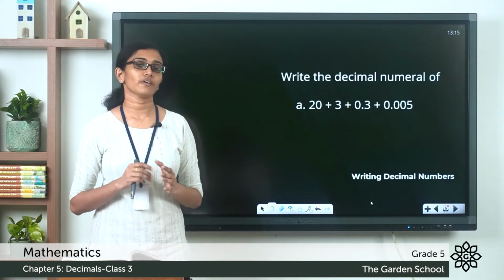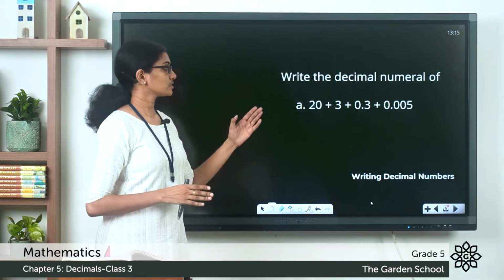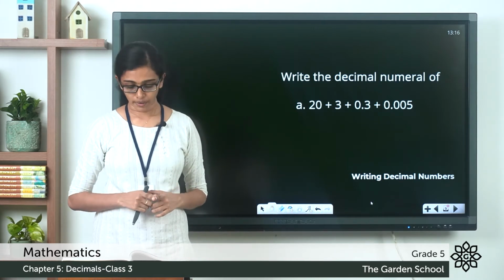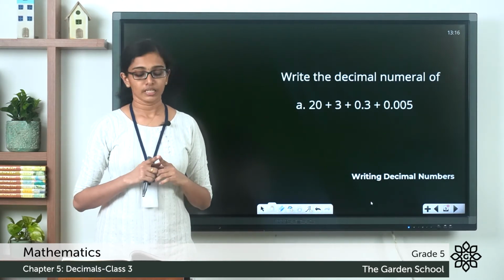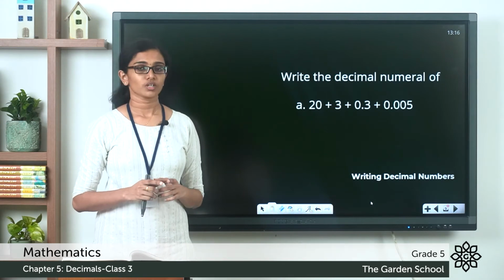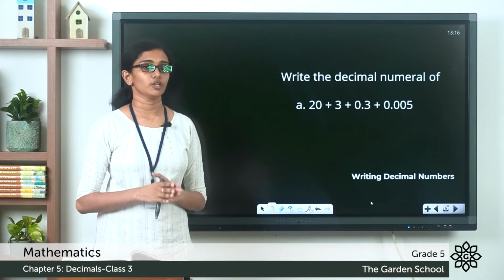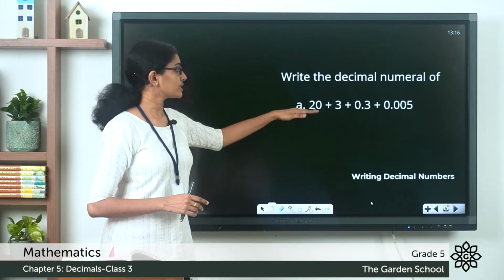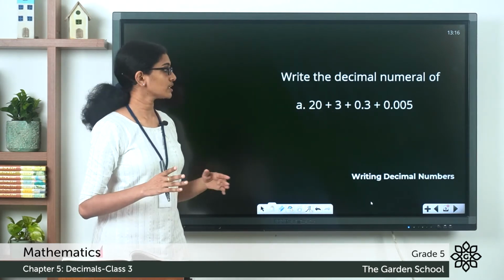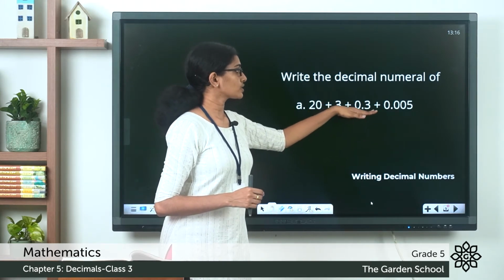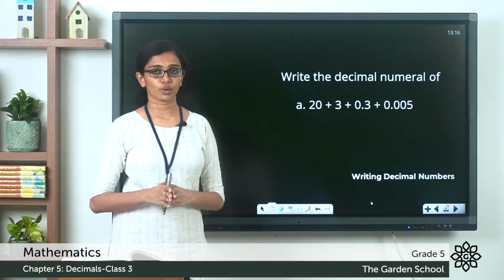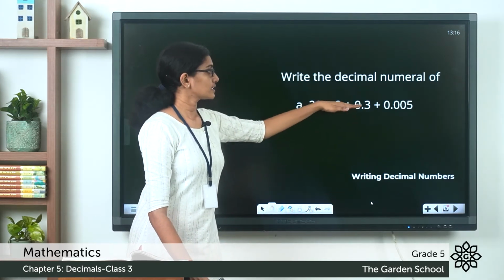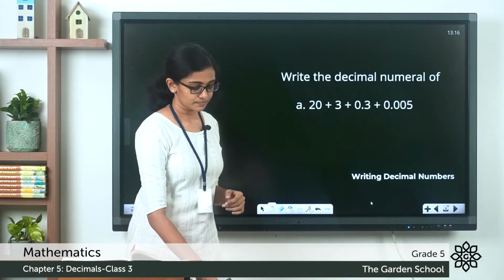Let's see an example of how to write decimal numbers. See the question given here. 20 plus 3 plus 0.3 plus 0.005. So, how do we write this as a decimal numeral? Here you see the whole numbers 20 and 3, and you see two decimal numbers 0.3 and 0.005. So, let's see how we can represent the decimal numbers here as a fraction.